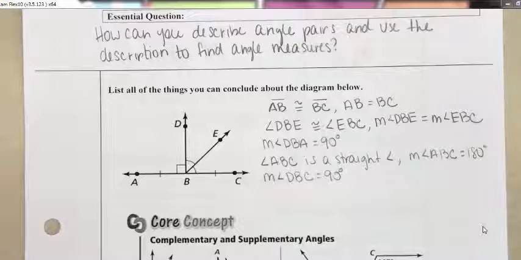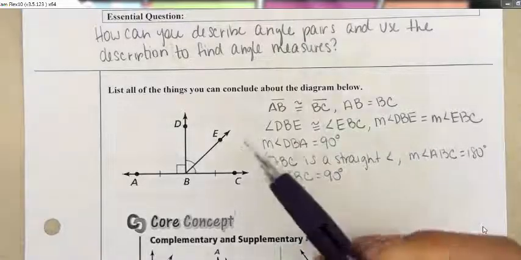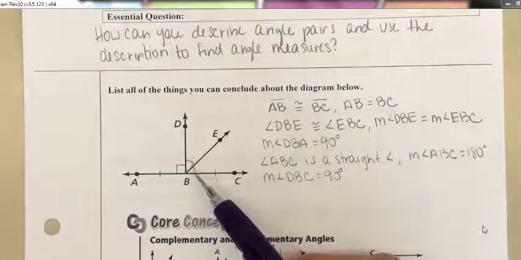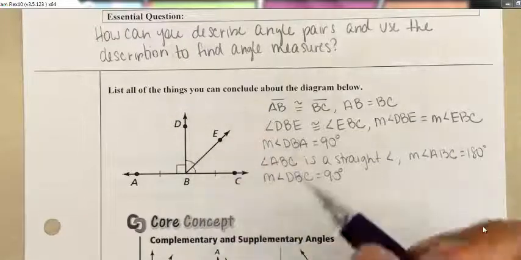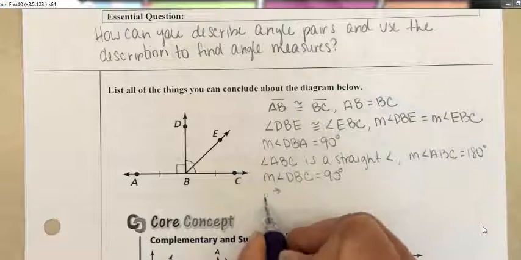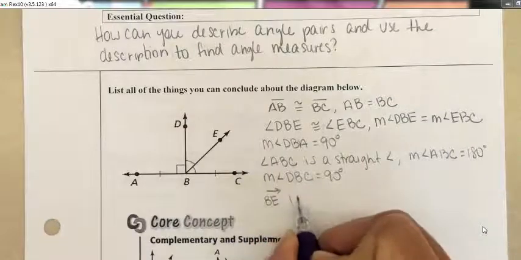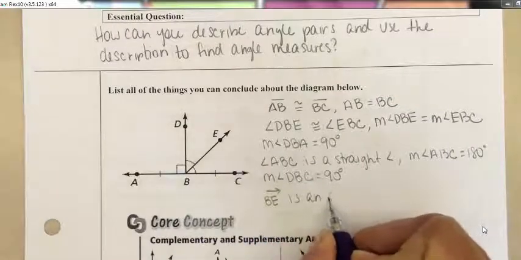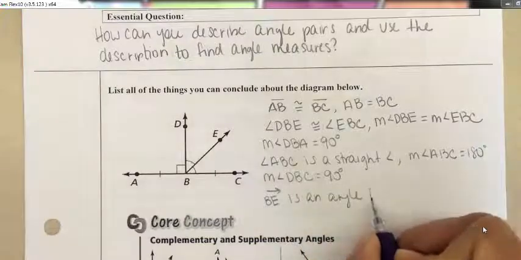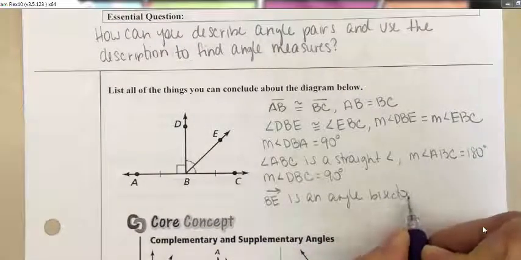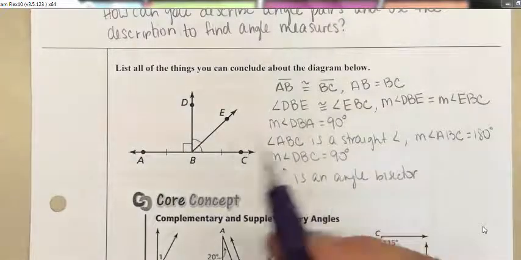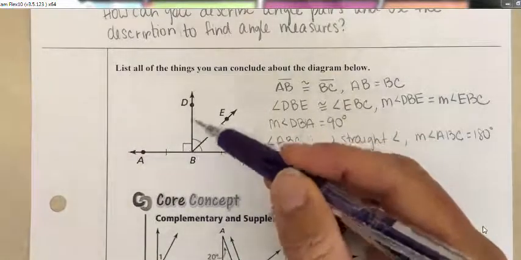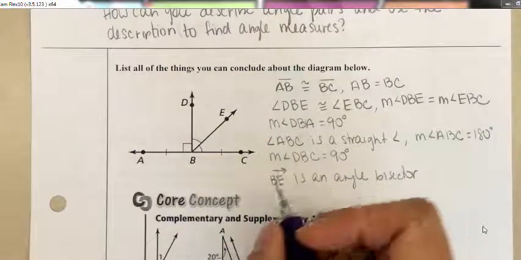Okay, what else do we know here? Oh, I should talk about the fact that because these two angles are congruent, we know that ray BE is an angle bisector. Well, if we're going to talk about that, then what about ray DB? Well, that's a segment bisector.